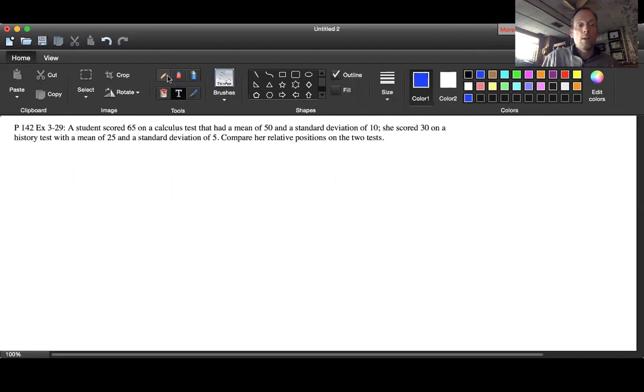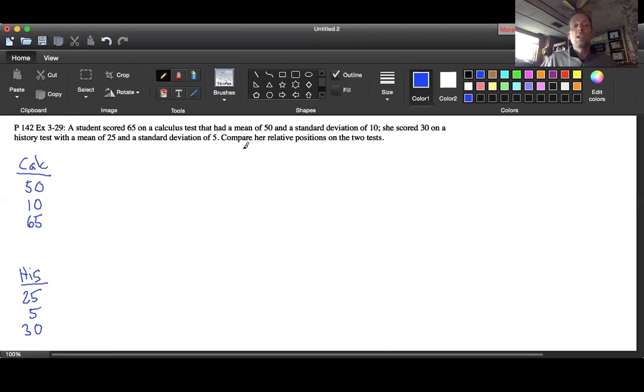I'm going to put up here calculus, abbreviated, and I'm going to write down a 50, and a 10, and a score of 65, so I'll put down a 65. I'm going to do the same thing for history. I'm going to write down all the numbers they gave me. We have a 25, and a 5, and then a 30.